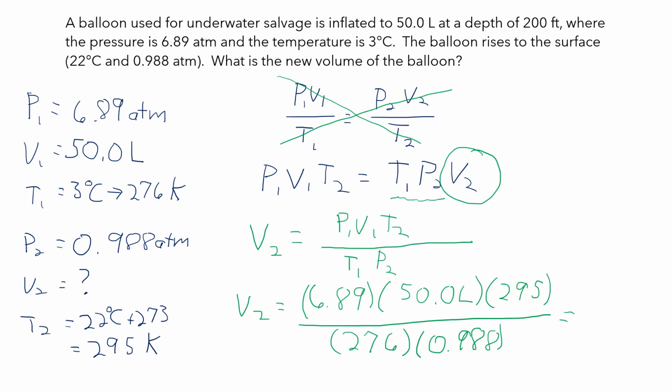I prefer to do this without parentheses. So for those numbers in the top, I'm just going to multiply them. 6.89 times 50 times 295, and then I have two numbers in the bottom. If I'm doing this with no parentheses, I have to hit divide in front of each, because divide tells the calculator this number's down in the bottom. So I'll hit divide by 276, and then again divide by 0.988. And that gives me a volume for this balloon up at the surface of 373 liters.